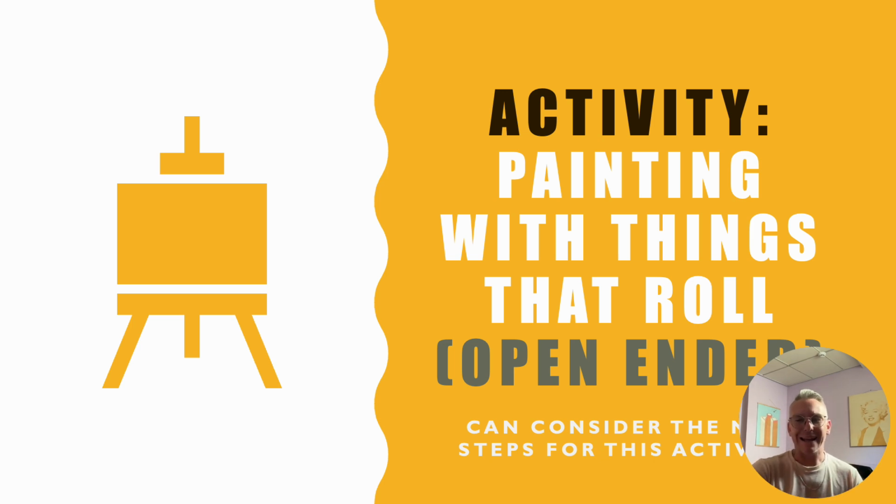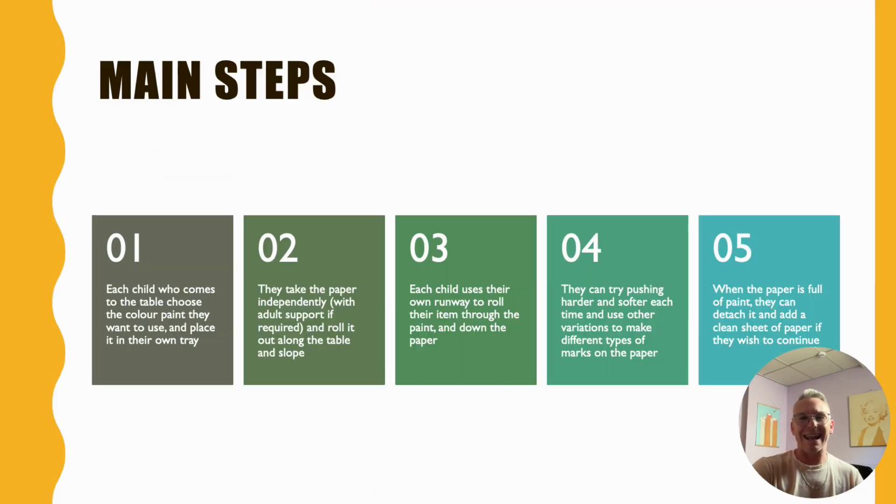And welcome back. I'm sure you've got some great ideas there. Let's have a look at mine. So the first thing is that I've split it up into 5 stages. The first thing that I've said is that each child that comes to the table, once they've chosen, done the introduction, they will choose what colour they want to paint with, and they will place the paint in a long tray. My second step, they will take the paper independently with adult support if required and roll it out the length of the table and the ramp that I've attached at the end of the table.